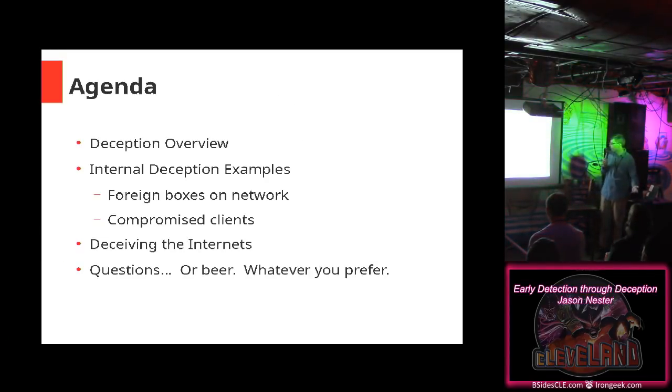So quick agenda. I'll give you an overview of deception, again, specifically deception with regards to early detection. I'll give you a couple examples. So I'll talk about a couple attack scenarios for on your internal network, and then I'll go to the internet and talk a little bit about how we might be able to use deception to sort of separate the noise of the internet from an actual active attacker, try to catch folks at the OSINT layer, and then we'll hopefully have some time for questions or beer.